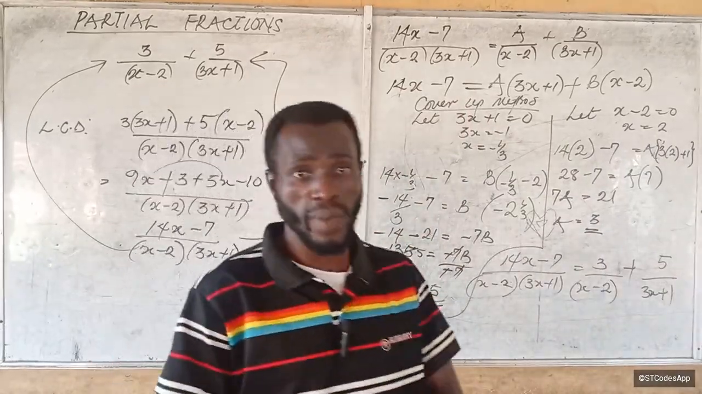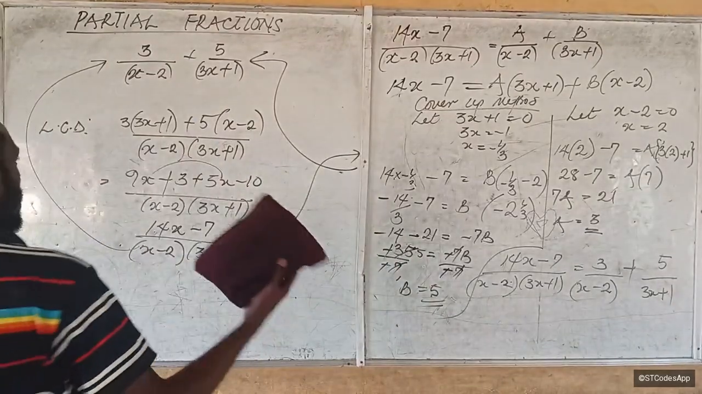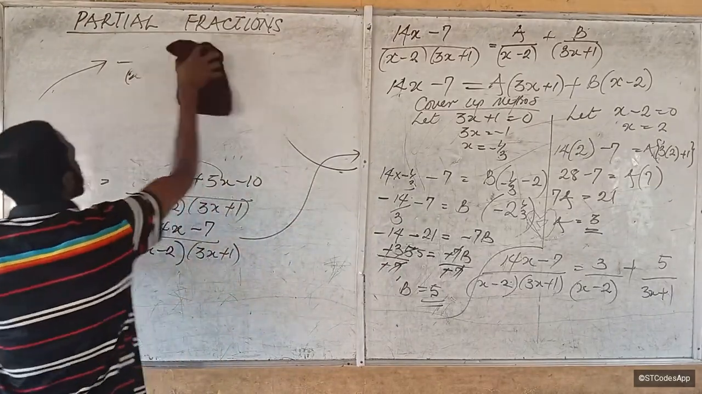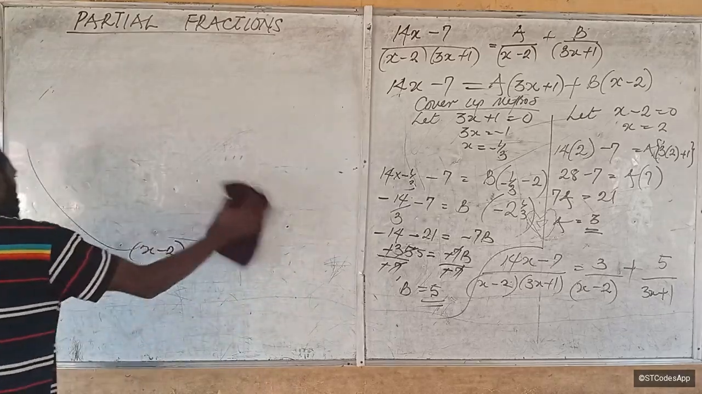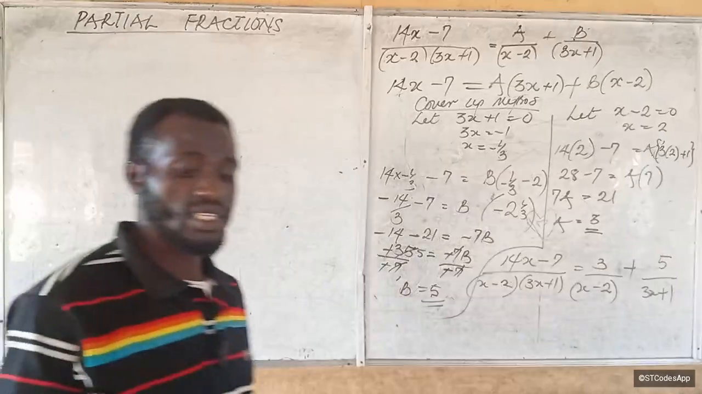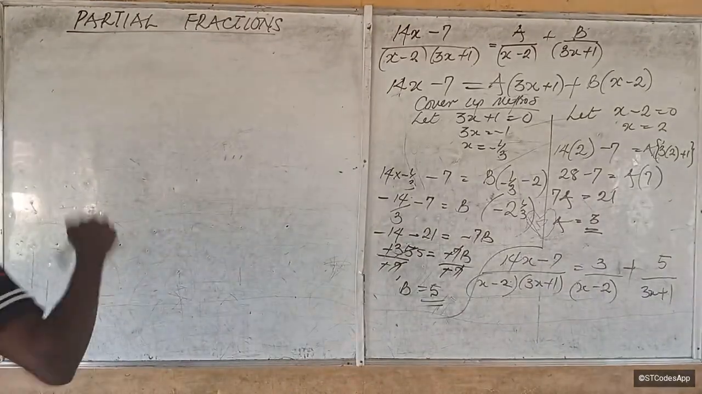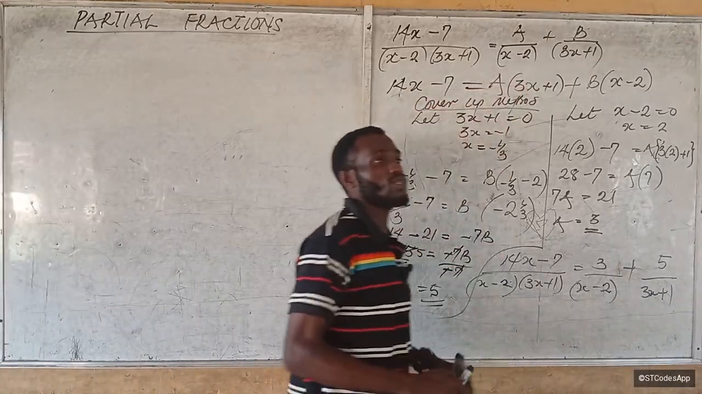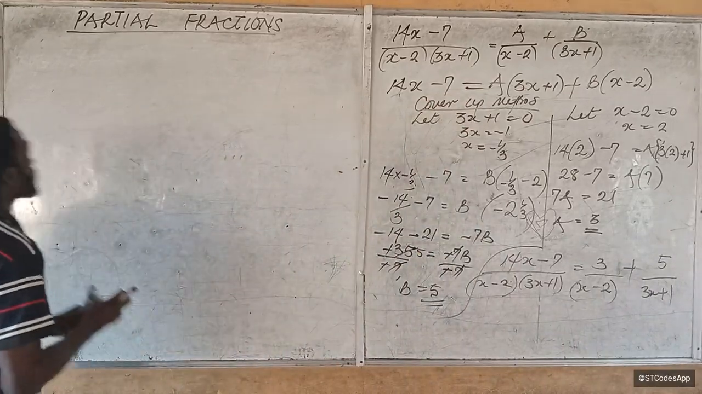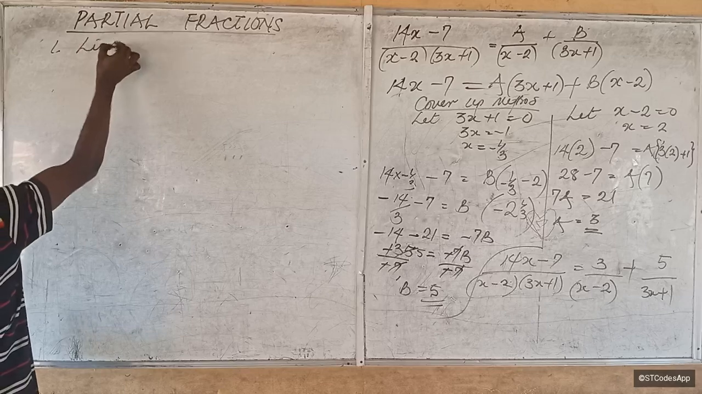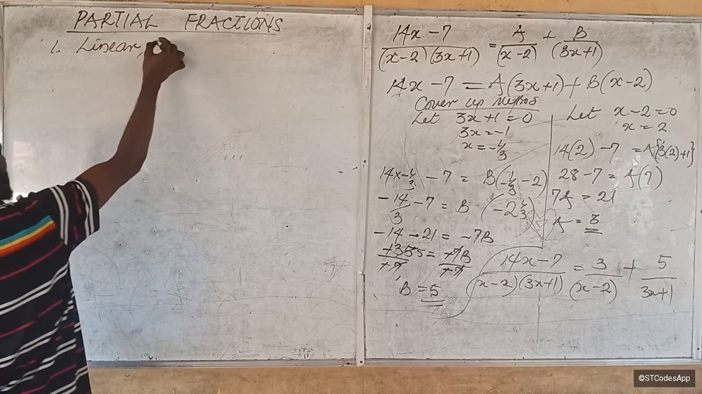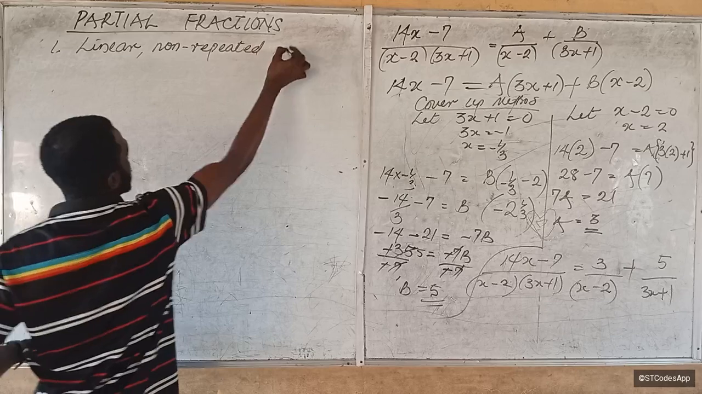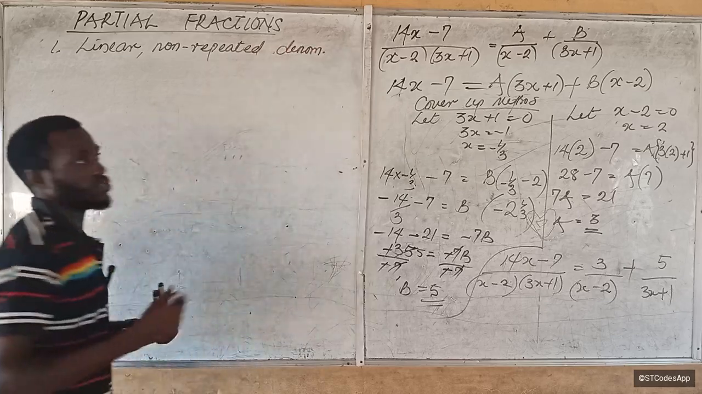Now let's look at the types that we might encounter. Let me show you the types. The reason why you need to know the types is because the way you express each one differs. The format differs with respect to the type. So the first one you have is the ones that are linear and that have non-repeated denominator. Let me just shorten it as denom.